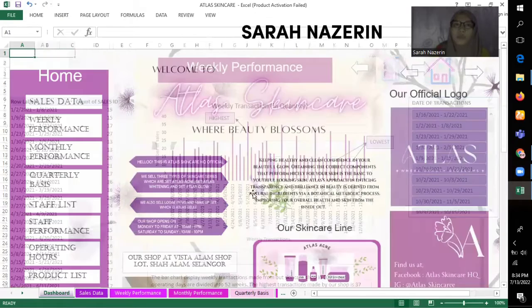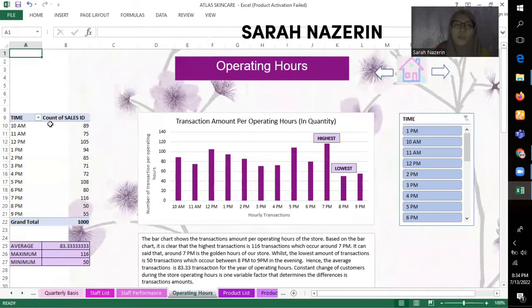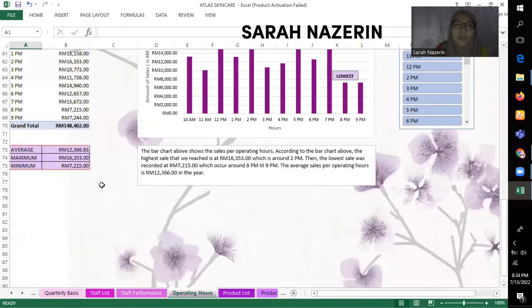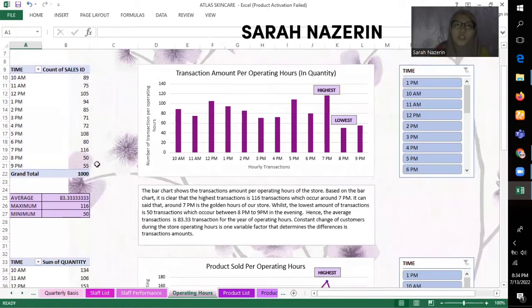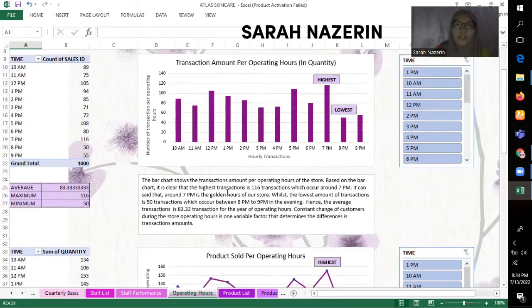Next, I'm going to talk about operating hours. In operating hours, we have 3 pivot tables and 3 charts. The first chart shows the transaction amount per operating hour in quantity. The highest transaction is 116 transactions, which occurs around 7 p.m., and the lowest amount of transactions is 15 transactions between 8 p.m. to 9 p.m., and the average transaction is 83.33 transactions for the year 2021.